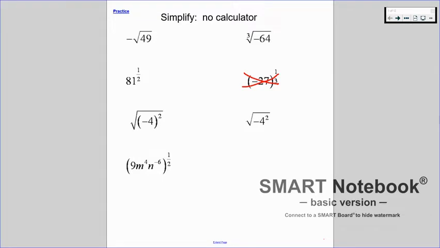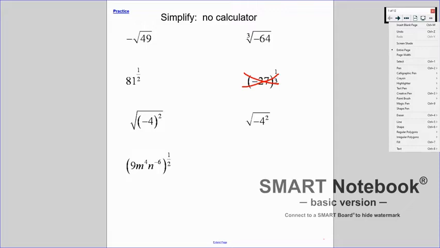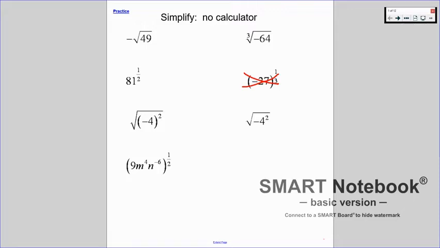So we all know that that would be equal to the opposite of the square root of 49. The square root of 49 is 7, so the answer would be -7. The cube root of -64 means what do I multiply by itself 3 times, that's our third root, to get -64. 4 times 4 times 4 is 64, so that would end up being -4.